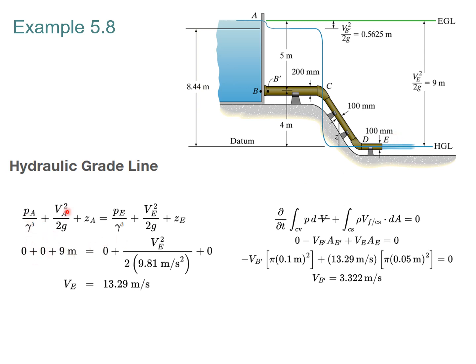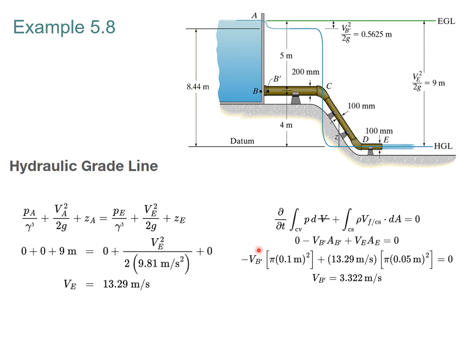So P of A is 0, V at A is 0, Z of A is 9 meters. P at E, again atmospheric, is 0. Z at E is 0 because that's at our reference level. The only thing we don't know is V at E, so we can solve for that. It's 13.29 meters per second.